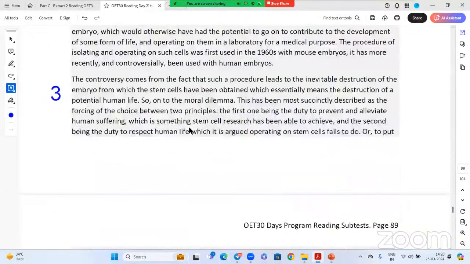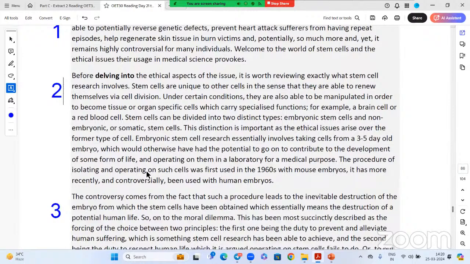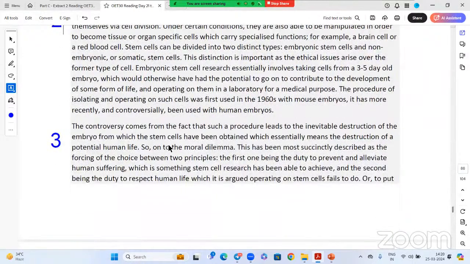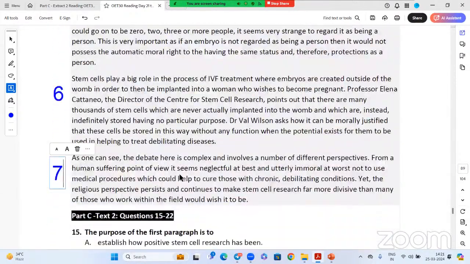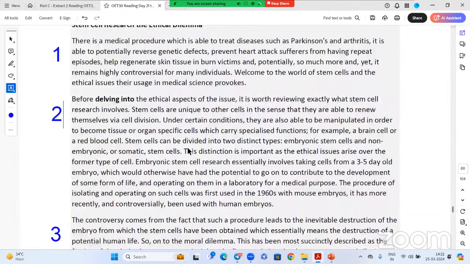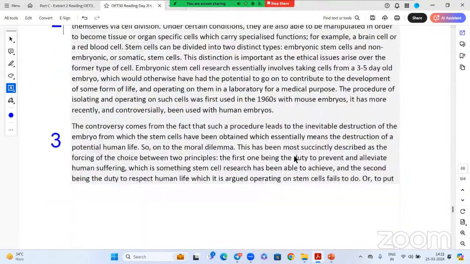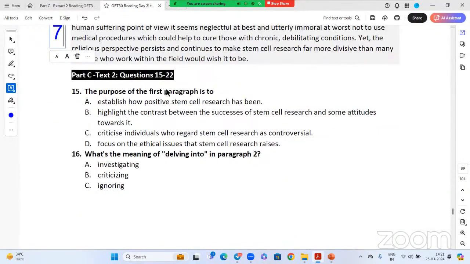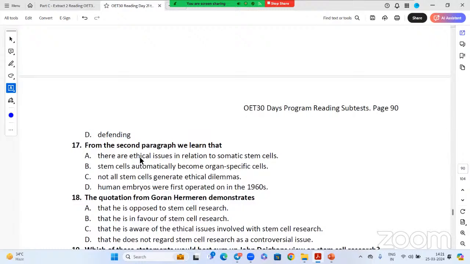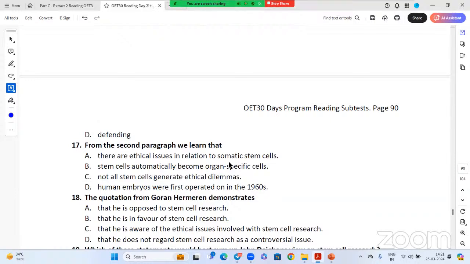Now you see which is the biggest paragraph. The second paragraph is the biggest paragraph here. Third is small. Fourth is also small. Fifth, moderate. Sixth, small. Seventh, small. So we may expect 2 questions in the second paragraph. Now let us check here. From the second paragraph, there are 2 questions. So this is how you are going to analyze your points.